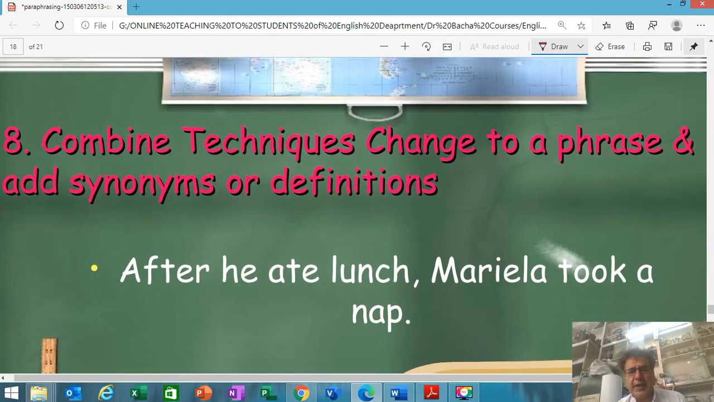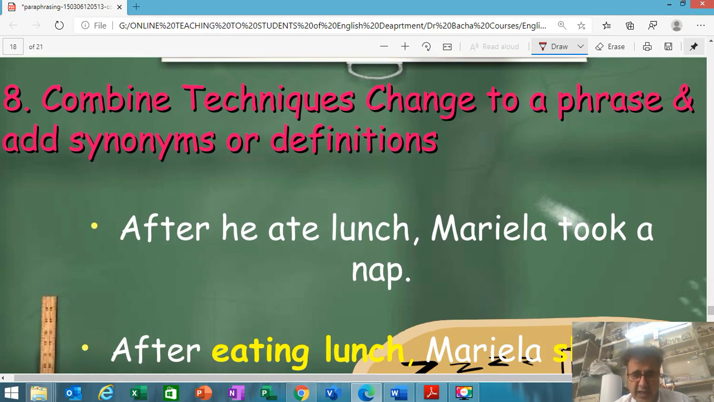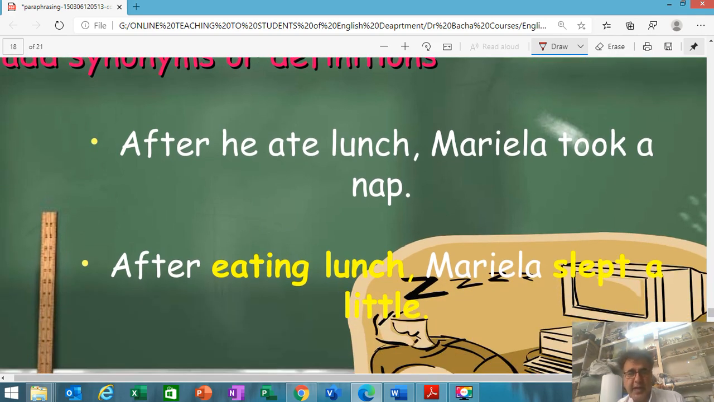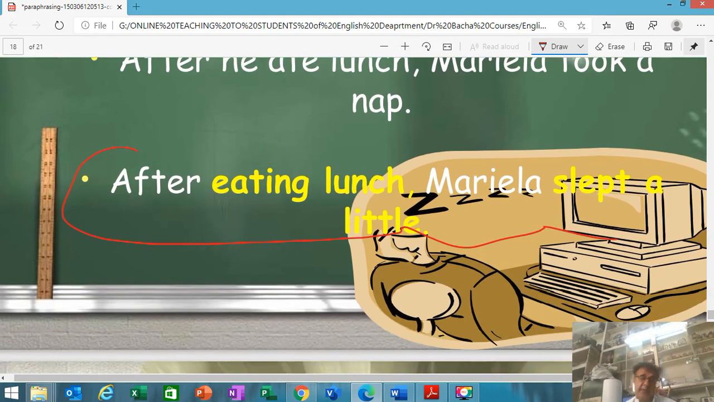Combined techniques: change to a phrase and use synonyms or definitions. "After he ate lunch, Mariola took a nap." So, "After eating lunch, Mariola slept a little." Now you see, again, the sentence has been changed. So that paraphrasing is taking place there. You just find out over here.